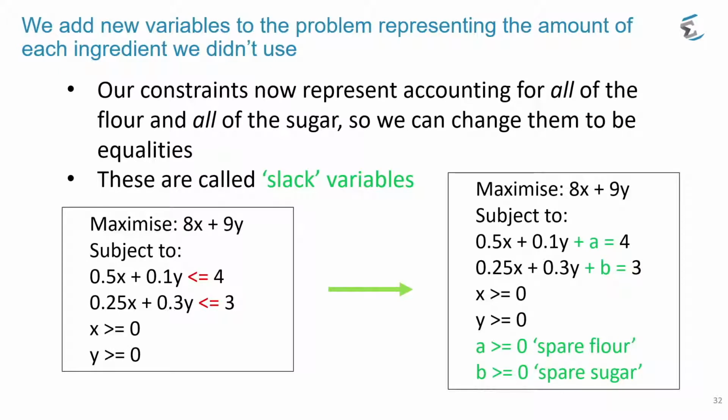So we can add variables that represent how much I left behind of each of those ingredients. I'll say A is my spare flour, B is my spare sugar. They have to be positive, and then I slap them into the constraints and turn it to an equal sign. So now this constraint is my total flour or sugar constraint: what I used plus what I didn't use equals my capacity. So I no longer have a less than anymore. That's very useful. They're called slack variables in linear programming.